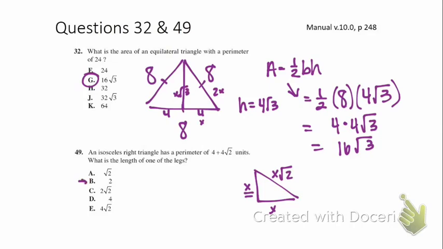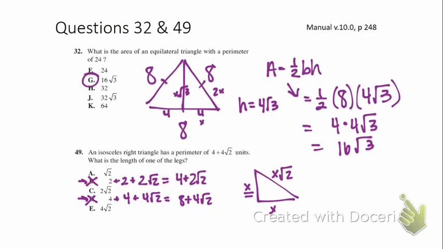So I'll start with 2. So this would be 2 plus, my second leg would be 2. The hypotenuse would be 2 root 2. Which would be 4 plus 2 root 2, which is not quite the perimeter that we're looking for here. If I go down to 4, because again that's easier, it'd be 4 plus 4 root 2, which would be 8 plus 4 root 2, which again is not what I'm looking for.